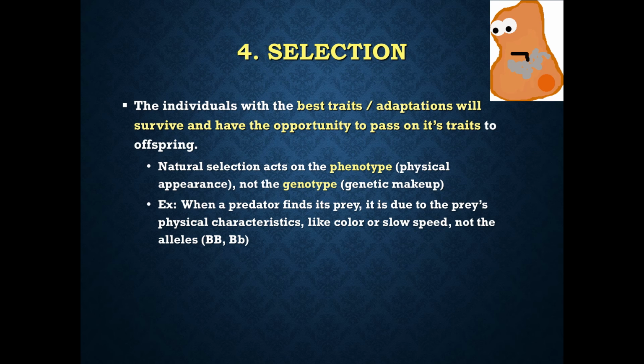Selection is when individuals with the best traits or adaptations will survive and have the opportunity to pass on these traits to offspring. Natural selection acts on the phenotype, physical appearance, not the genotype, genetic makeup. An example of this is when a predator finds its prey, it is due to the prey's physical characteristics like color or slow speed, not the alleles.